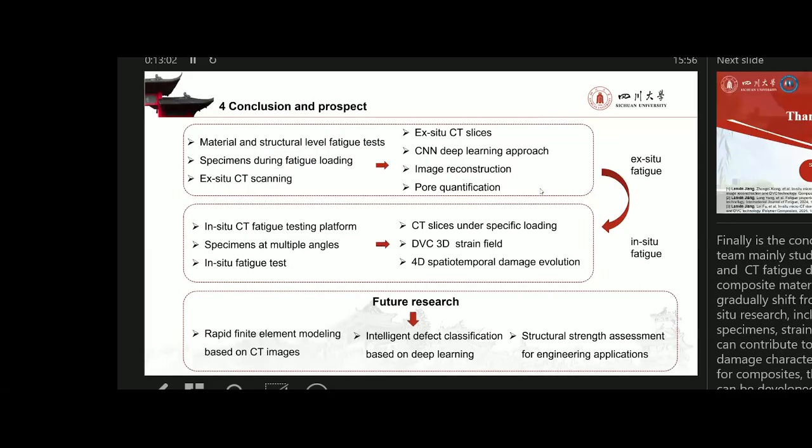Finally is the conclusion and the prospect. In the future, we want to change from ex situ fatigue to in situ fatigue CT test. And in the future, I think there are three key points. Firstly is rapid finite element modeling based on CT images, the second is intelligent defect classification based on deep learning, and the third part is structural strength assessment for engineering applications.